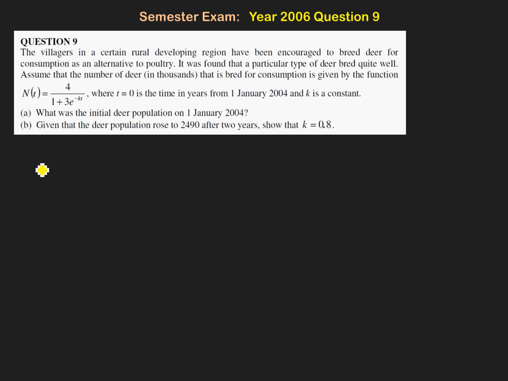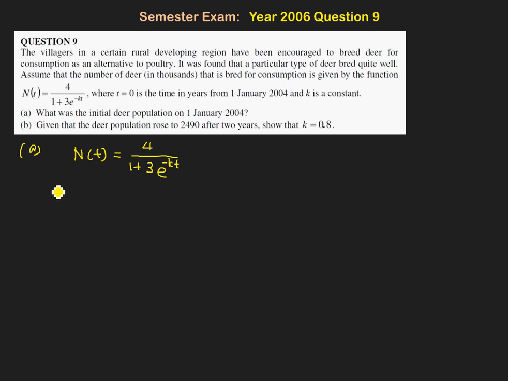Right, let's get into this. The function N(t) is given as follows, and understand that N is in thousands, so take note of that.